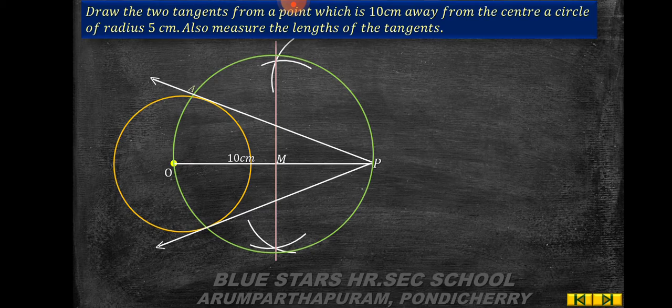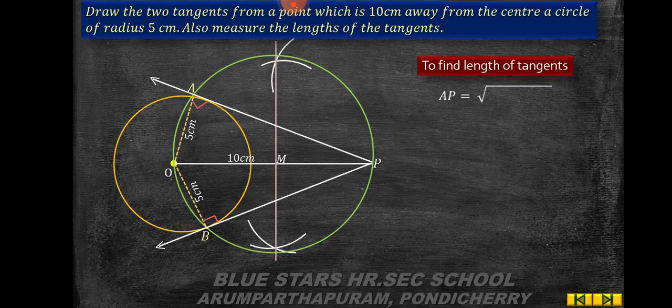So name that point as A, B. Now join OA and OB, that is the radius of the smaller circle, 5 centimeter. Now you can see a right angled triangle which is right angled at A, as well as another triangle which is right angled at B. So now you have to find the length of the tangent.